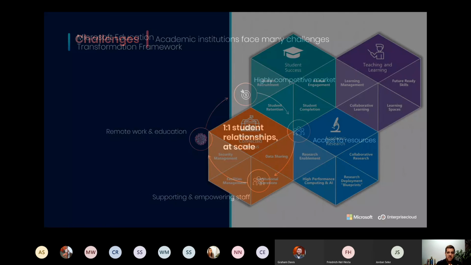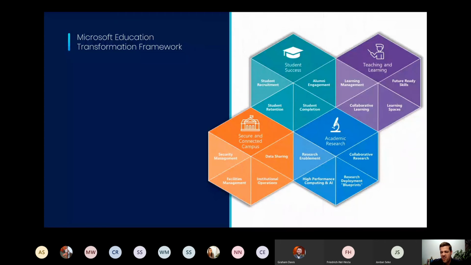So I think today it's enough about the kind of hard stuff, the difficult stuff, the challenges. Today we're here to talk about, well, are there some answers to all of this? And so Microsoft, as a business, spends a lot of time and investment into education around the world.